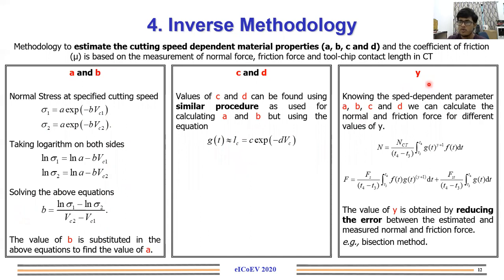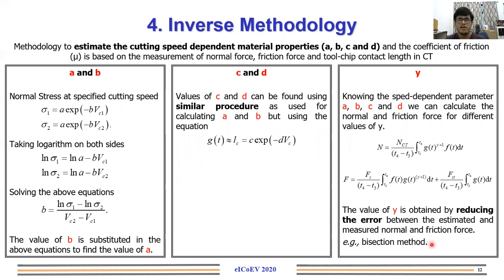And for Y, what we are going to do is we are going to use this theoretical model and calculate the normal and friction force. And we also have these values from an experimental table that I showed before. We are going to reduce the error between the theoretical value and the experimental value. By doing this, we'll be calculating the value of Y by using any of the numerical methods. For example, I mentioned the bisection method over here, but we can use any other method of numerical methods to calculate the value of Y.